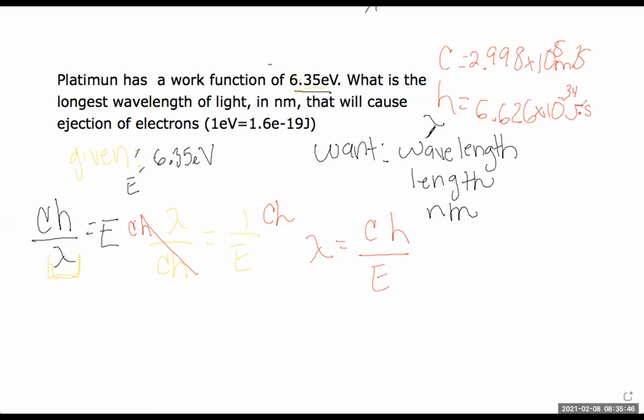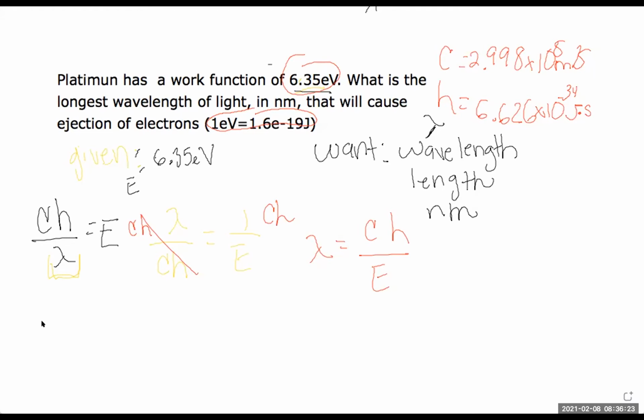Okay, so from there, we're given our work function, or our energy, right here, 6.35 eV, but you're also given this conversion. So what are we going to have to do with that before we plug everything in? Convert the 6.35 eV into joules.